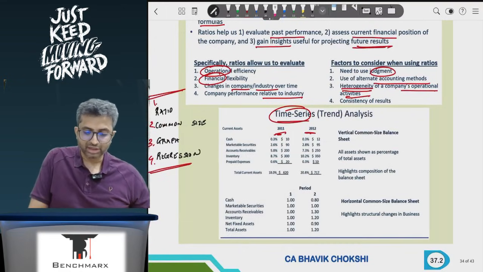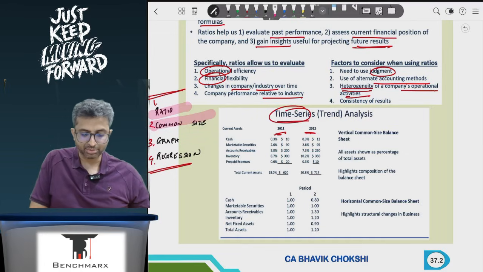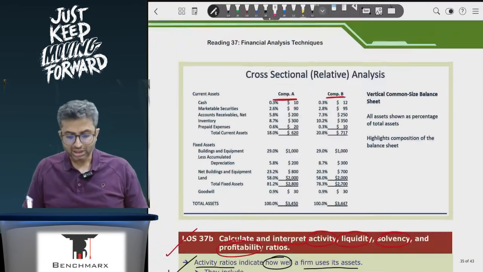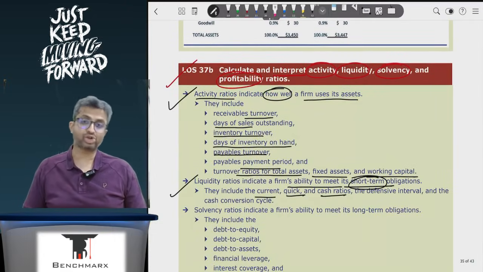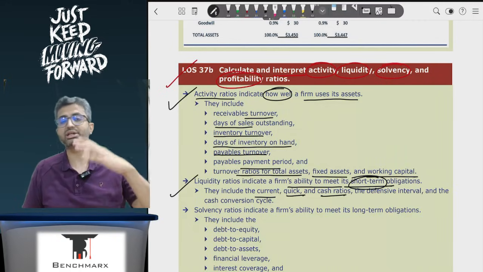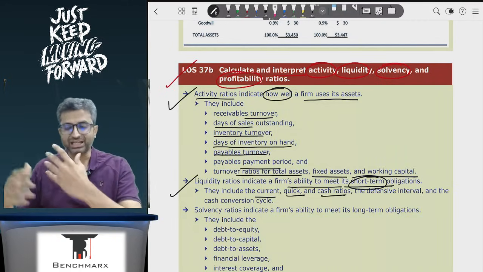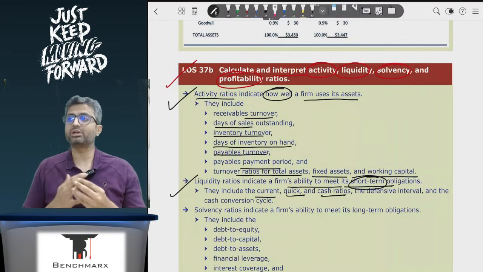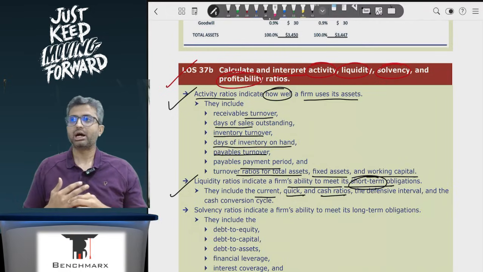So various tools that are available are ratios, common size statements, graphical presentation, and even regression for the purpose of forecasting. Now there are various ratios. When I look at the ratios, I'll classify them into 4 categories. One is activity based ratios, so these are usually the turnover based ratios. Second, you have the liquidity based ratios.